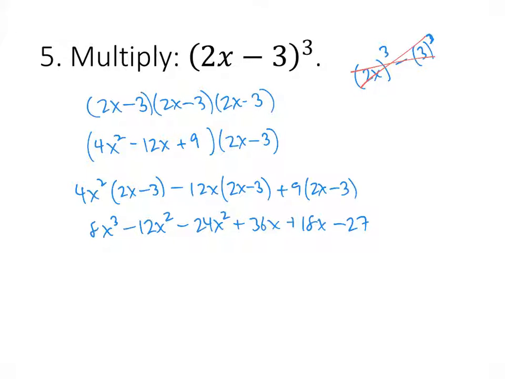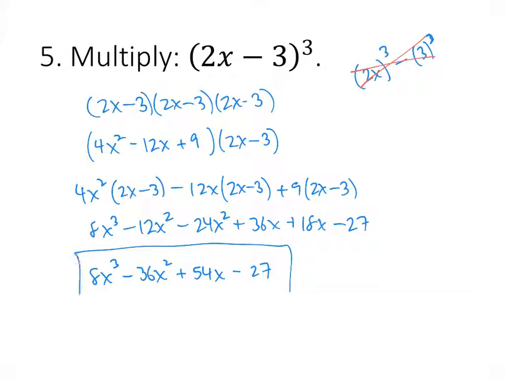And that should have been 24x squared, 12x times 2x. So now we collect like terms. We get 8x cubed minus 36x squared. 36 plus 18 is 54, so plus 54x, and then minus 27. And that is what we get.